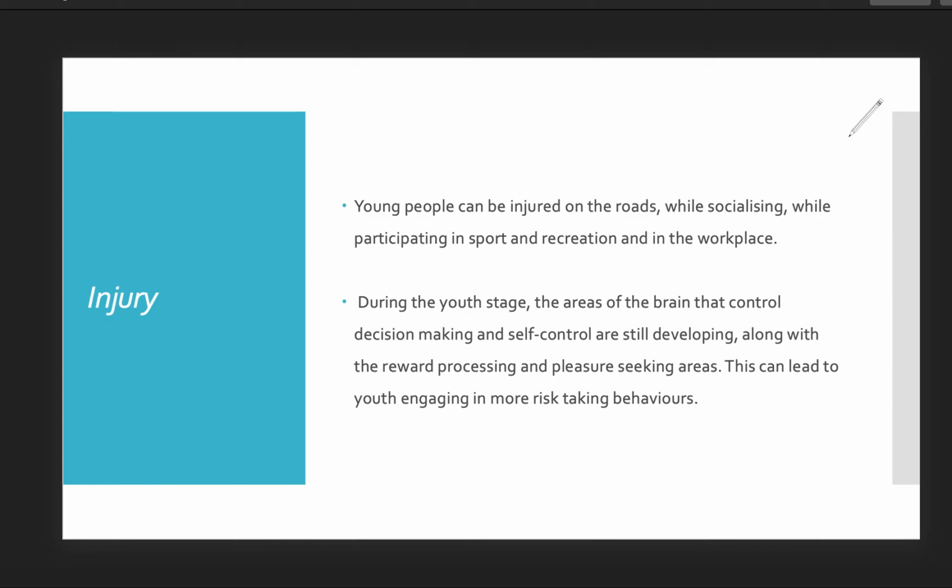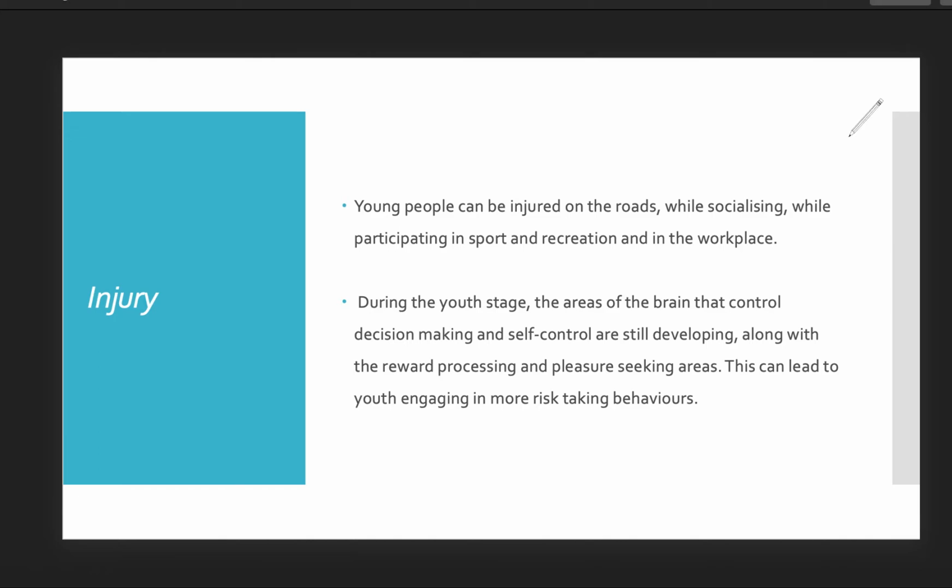Young people get injured on the roads quite a lot. This happens while socializing, participating in sport and recreation, and throughout the workplace. During the youth stage, the areas of the brain that control decision making are still developing. So it makes sense that as somebody is young and growing up, sometimes they don't make the best decisions. They don't have great self control. Some people are much more developed and mature than others. We also look at the reward processing and pleasure seeking areas within the brain, which can lead to youth taking more risks.